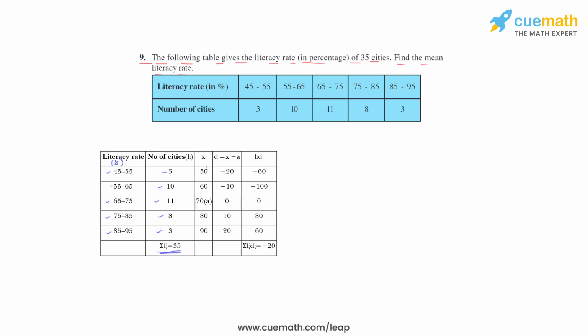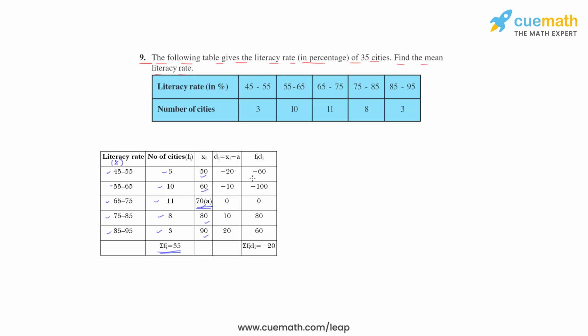Now we have to find xi. xi is the upper limit plus lower limit divided by 2. 55 plus 45 by 2, 50. 65 plus 55 by 2, 60. Then 70, 80 and 90. Now let us assume the middle value as the mean. So the assumed mean is 70.